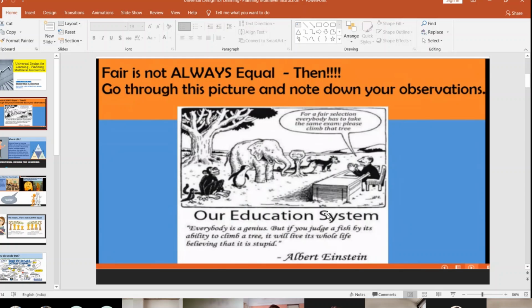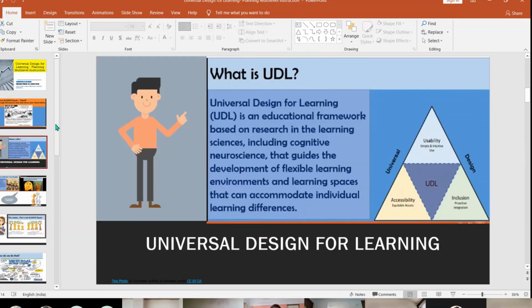So here, if our education system is like this, everybody is a genius, but if we judge a fish by its ability to climb a tree, it will live its whole life believing that it is stupid. Somewhere this reflects the education system which we need to change. So here comes the role of UDL. UDL is Universal Design for Learning, an educational framework based on research in the learning sciences, including cognitive neuroscience, that guides the development of flexible learning environments and learning spaces that can accommodate individual learning differences.